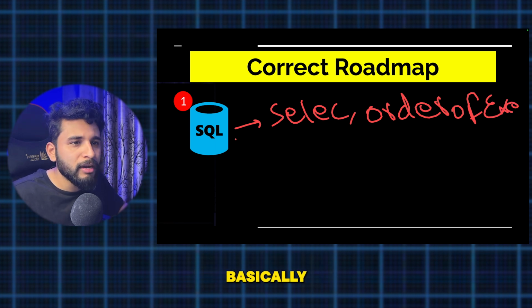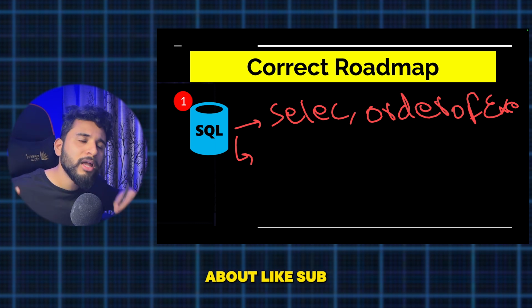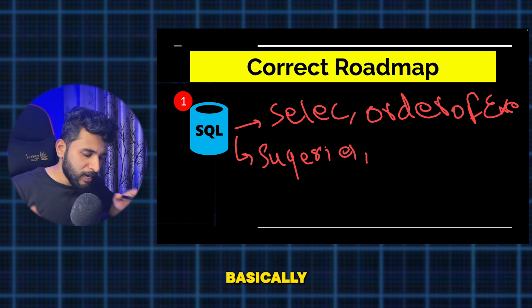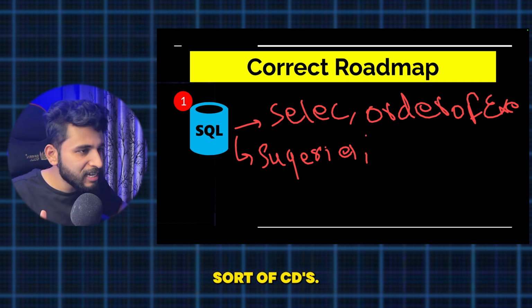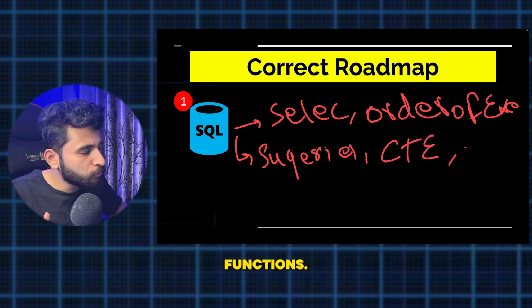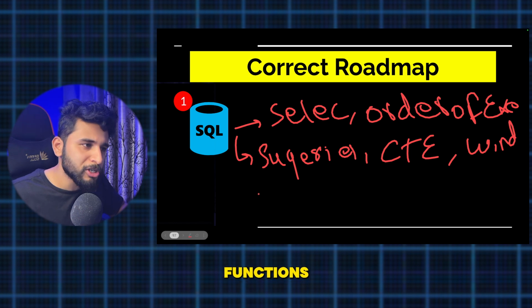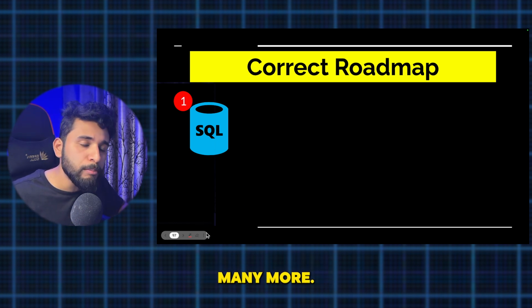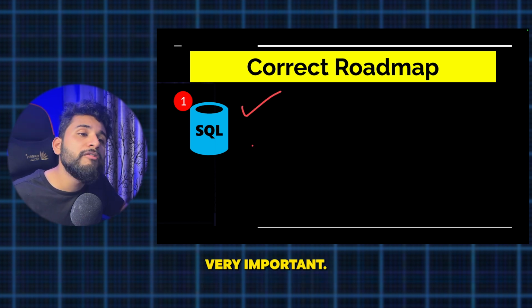Other than that, there are major things that we talk about, like subqueries. Then we talk about, basically, there are many terms. We have subqueries, some sort of CTEs, some sort of window functions. There are different sorts of CTEs also. There are macros, there are window functions. These are the major ones. Apart from this, there can be many more, but this is one of the technologies that is very important.